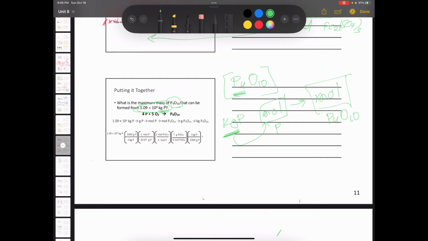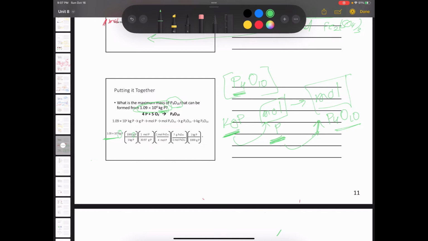P4O10. Once I convert my kilograms into moles of phosphorus, then I can apply my mole to mole relation conversion factor. Then I can calculate how many moles of the phosphorus oxide I can get. Once I calculate how many moles of the phosphorus oxide, then I can convert that into grams or kilograms. So I'm starting here with 1.009 times 10 to the power 4 kg of the phosphorus. First, I'm going to convert the kg into grams.